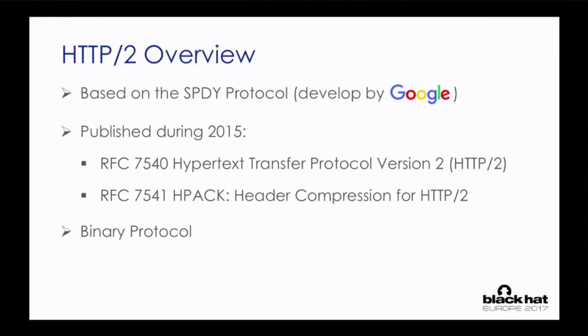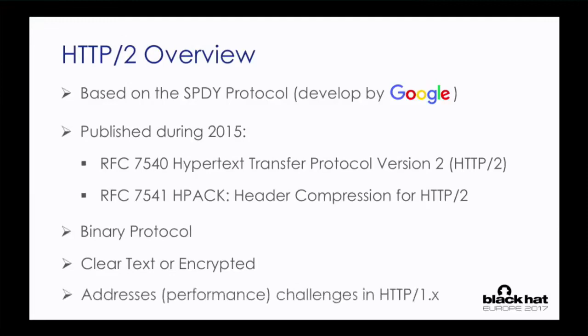Now, as opposed to versions 1 and 1.1 of the protocol, this is a binary protocol, and we'll see what that means later on. It can be submitted either over clear text or over an encrypted channel, though I have not seen up until today a single implementation being transmitted over TCP clear text. All of the implementations that we've witnessed are using TLS. And last but not least, its purpose is to address some of the challenges, mainly around performance, that prior versions of the protocol did have.